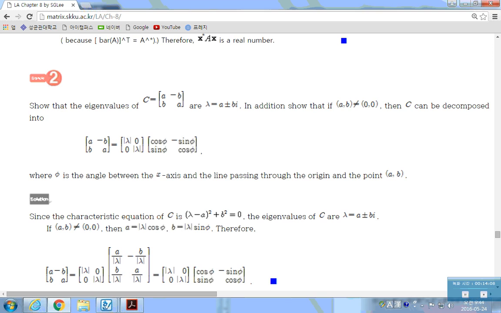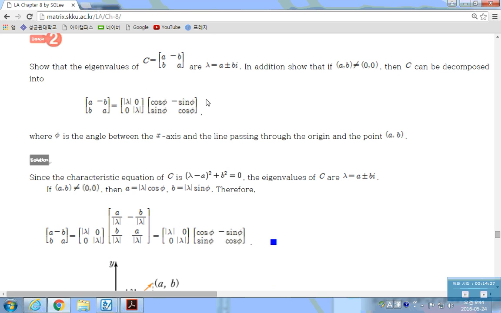Okay, show that the eigenvalues of C are lambda equals A plus minus BI. This is an example of a real matrix, and we have the complex eigenvalue A plus BI. Then A minus BI is also an eigenvalue. And for that case, C can be decomposed as this. C can be written as a product of these two matrices.